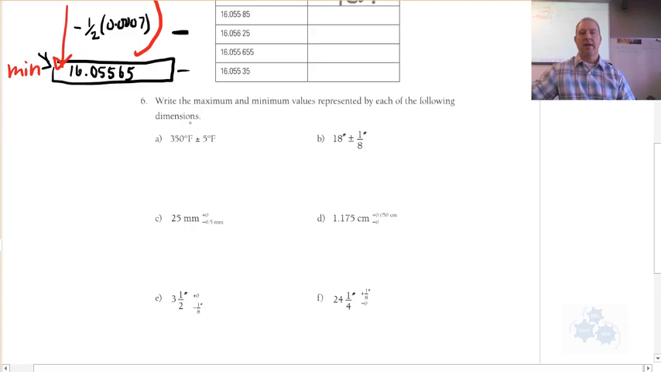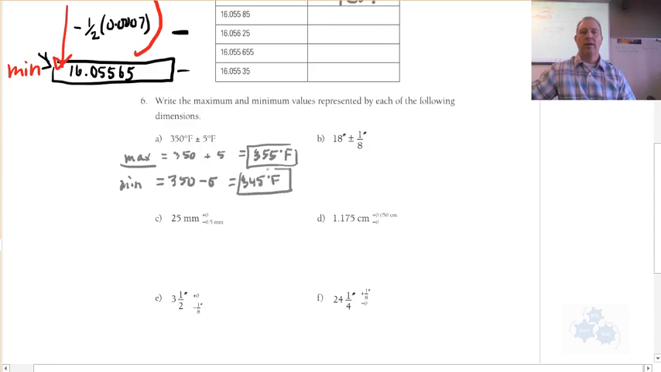This is pretty easy, right? The max is going to be 350 plus 5, or 355 degrees Fahrenheit. That's the max. And the minimum is going to be equal to 350 minus 5, or 345 degrees Fahrenheit. Okay, so that's pretty easy.